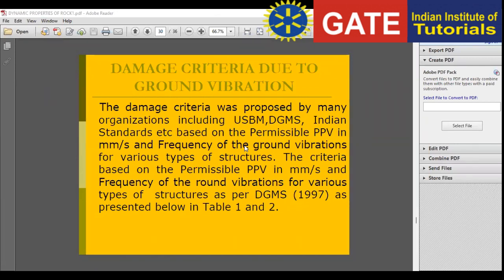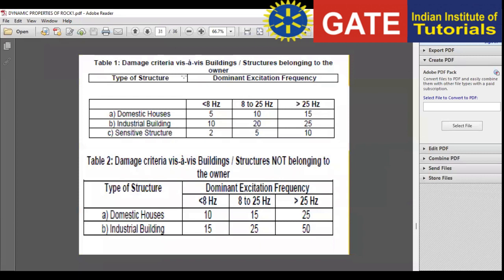And if you also have to measure the air blast or noise, we use the microphone or the geophone along with the seismograph for monitoring of the noise or air blast. So the criteria based on the permissible peak particle velocity in millimeter per second and frequency of the ground vibration for various types of structure as per DGMS are presented. Basically, these are the criteria prescribed by DGMS.